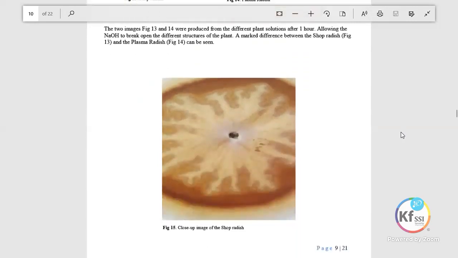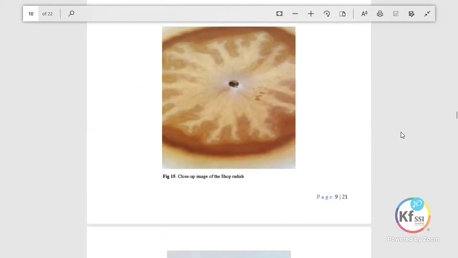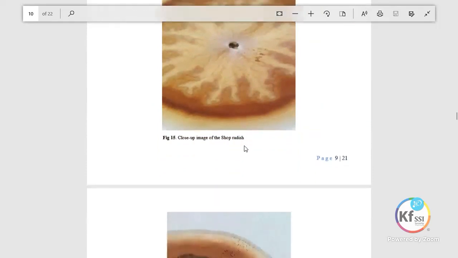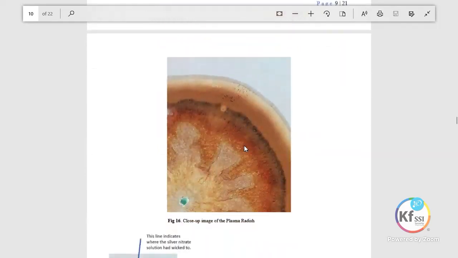This is just a close-up image of the shop radish there. You can just see a lot of the different layers, interactions there. And here's a close-up image of the plasma radish.